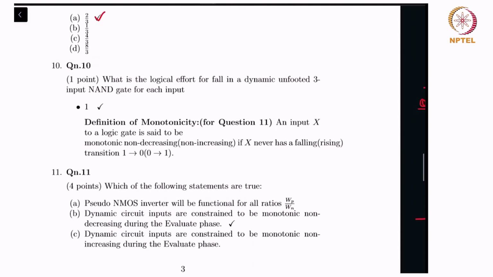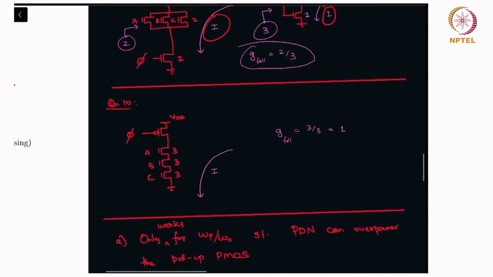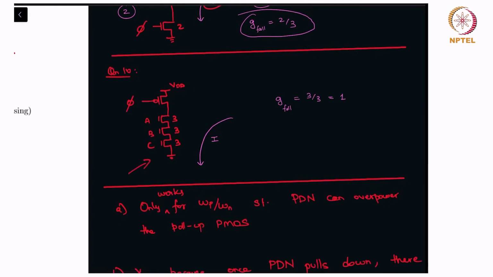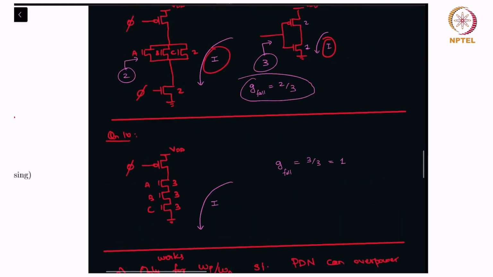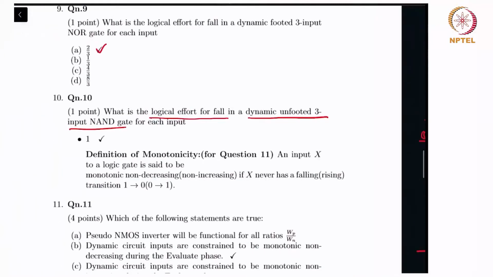In question number 10, what is the logical effort for fall in a dynamic unfooted 3-input NAND gate? So this is an unfooted 3-input NAND gate. There's no footer device. It's only a pull down stack. And it's a stack size of 3, so I've taken 3, 3, 3, and it pulls down a current of I. Similarly, this is the reference inverter. Reference inverter doesn't change, pulls down a current of I. So therefore C reference is 3, and C gate is also 3. So G fall is C gate by C reference, which is 1. And so the answer is 1 for question 10.